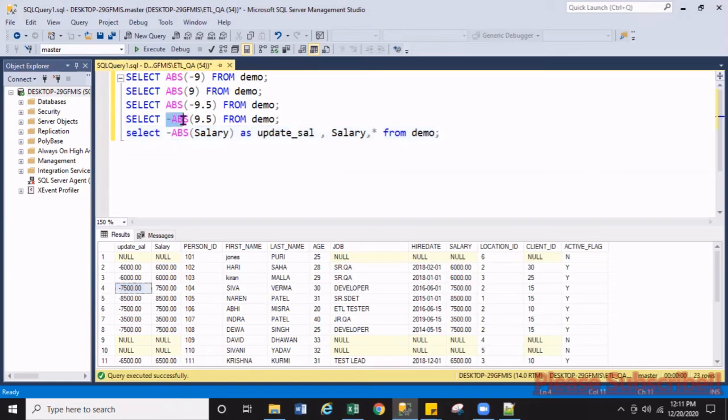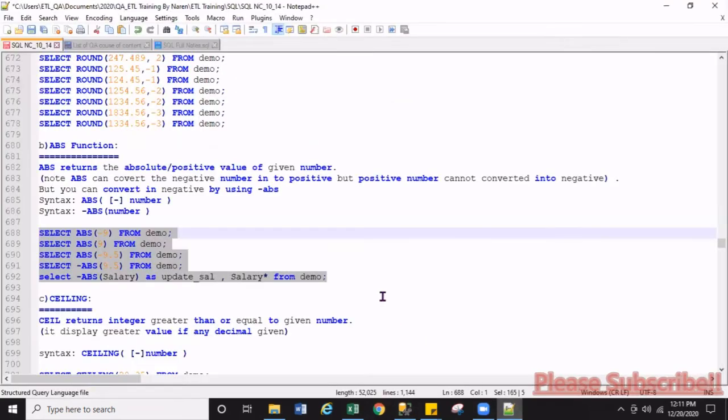Why do we need to use the ABS function? Because sometimes in a real-time project, the source has some positive values and the target has some negative values, and there is a condition that all the values from the source that went to the target are converted into negative values. In that situation, if you need to compare the values, you can use the ABS function to make both sides equal, and then you can pass your data, right?